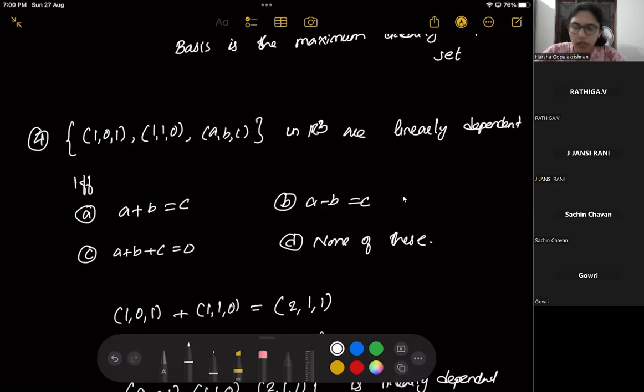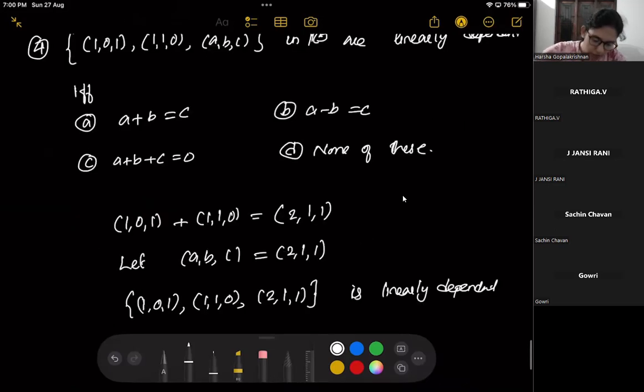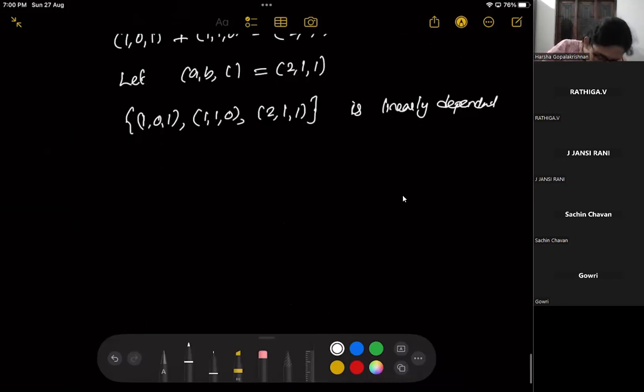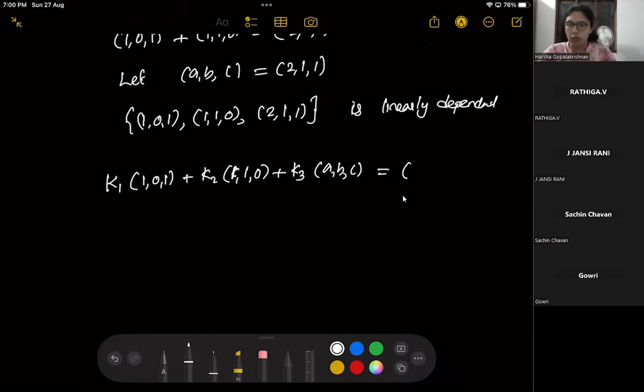Yes, yes. Okay. So let us see how it actually works. So in general, I am taking just a linear combination: K1 into 101 plus K2 into 110 plus K3 into ABC equal to 0, 0, 0. Okay. So what I will get is K1 plus K2 plus A K3, K1 plus K2. I'm just expanding these terms equal to 0.